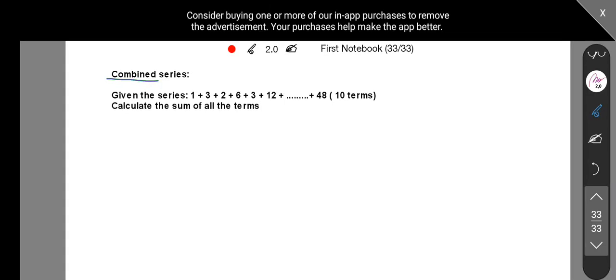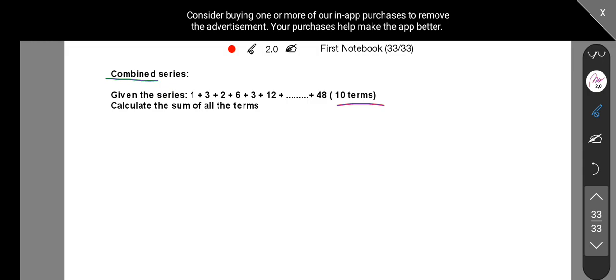In this lesson, we'll be focusing on combined series. Sometimes an examiner can mix the two series, both arithmetic and geometric. So in this series, we've been given 1 plus 3 plus 2 plus 6 plus 3 plus 12. They add each other up until they add 48. And they have told us that this is to 10 terms.